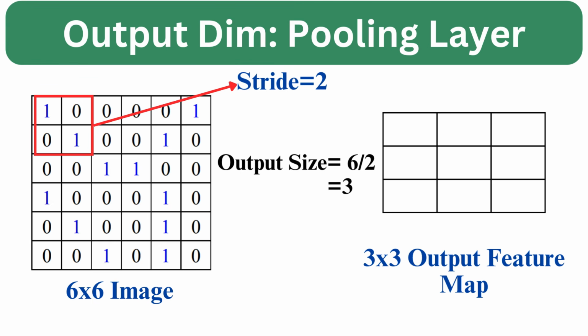For example, here we have a 6 by 6 image and we are going to rotate a 2 by 2 pooling filter on it with stride equals to 2. And as we discussed, the formula to calculate the output feature map after the pooling layer is the input size divided by the stride. So the input image is 6 by 6. So 6 divided by stride, which is 2. So output would be a 3 by 3 matrix.